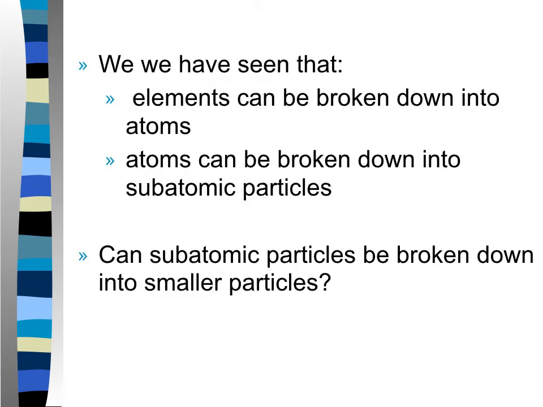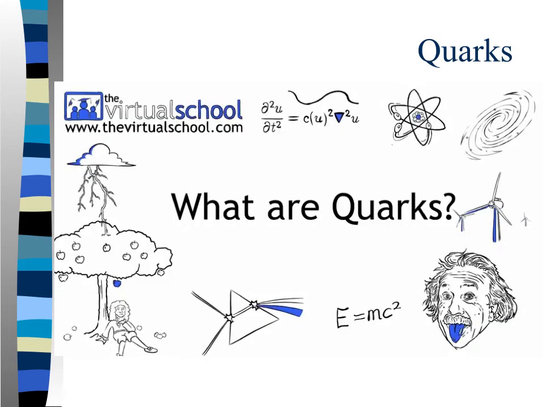So we've seen that one, elements can be broken down into atoms. Two, the atoms can be broken down into subatomic particles. So, question now, can subatomic particles be broken down into smaller particles? Because remember, in science, once we find something out, we don't stop there. That then leads us to having more and more questions. Okay? So, the answer to this question, can subatomic particles be broken down into smaller particles, is yes. So, let's talk about quarks.